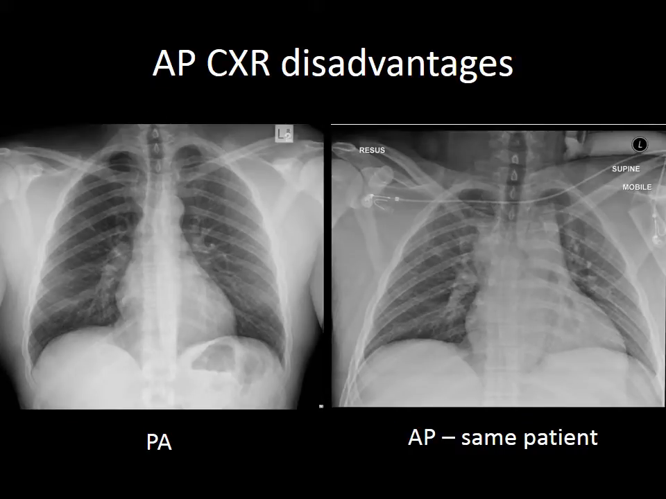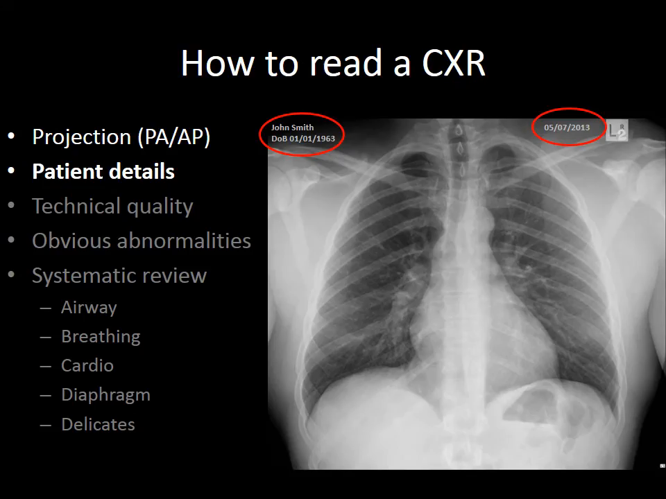The second disadvantage of the AP is that the patient is usually unwell or intubated, sitting or supine. As a result, often a full inspiratory film is not possible. Due to difficulties with positioning patients for an AP view, rotation is often a problem. After identifying whether the chest x-ray is a PA or an AP view, we usually verify the patient's details. In other words, their name, date of birth, and the date that the chest x-ray was taken.